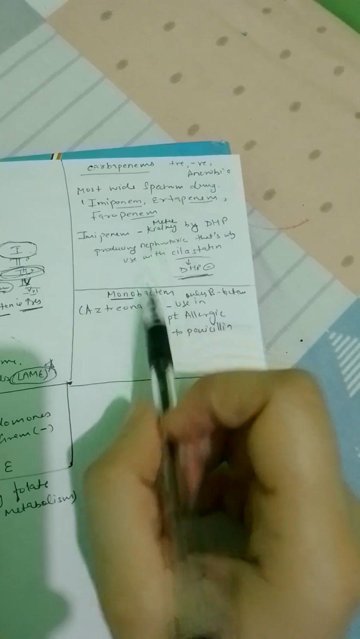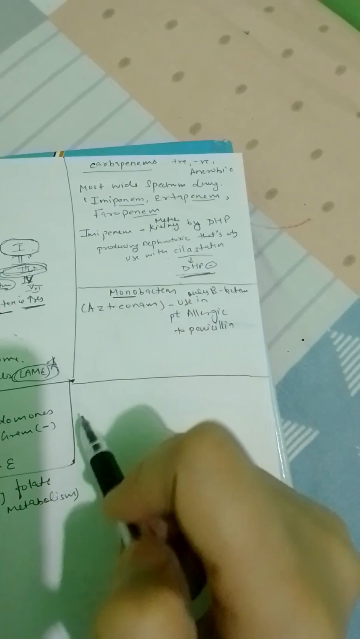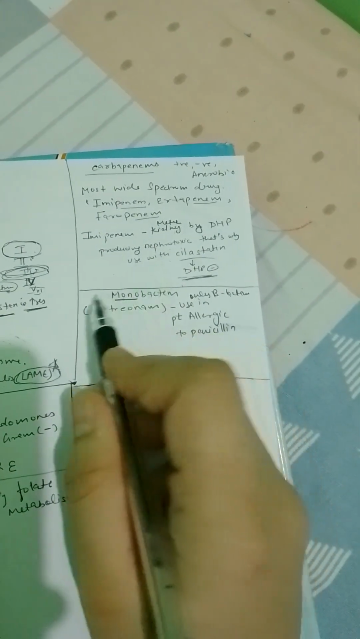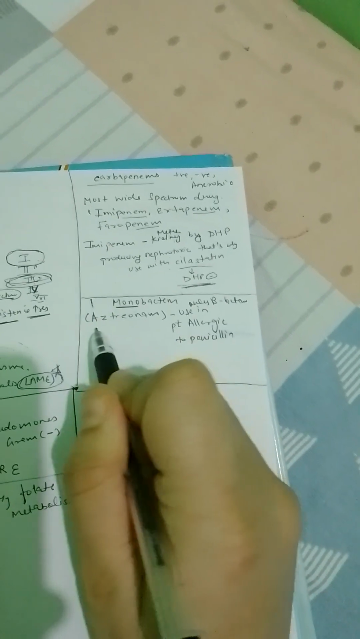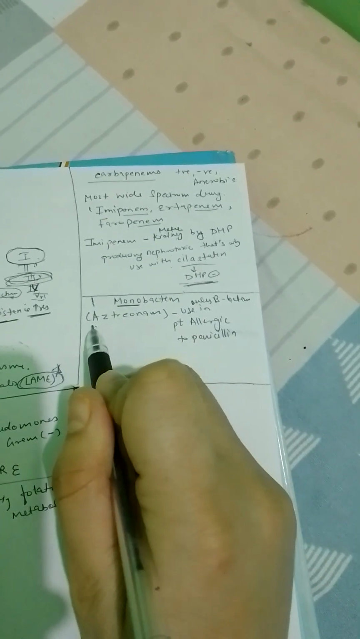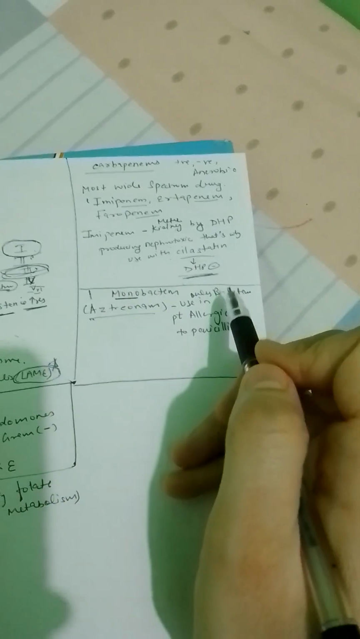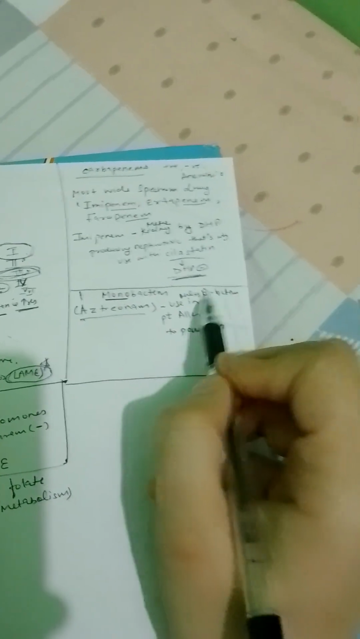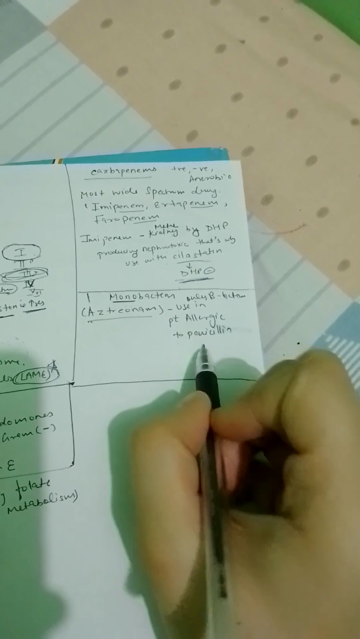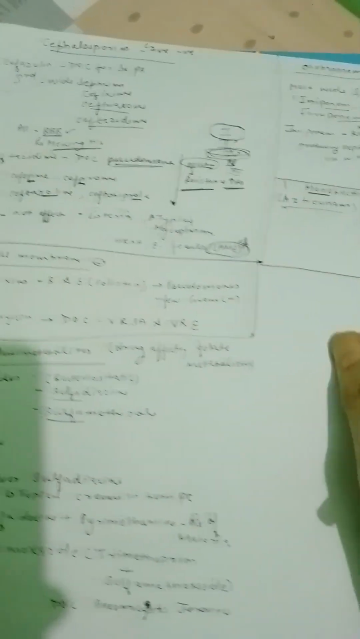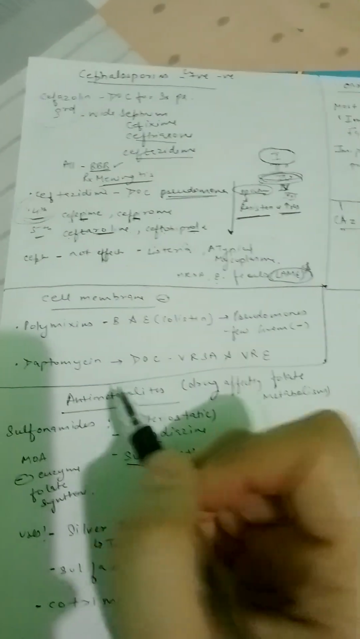Okay, then another one is the monobactam. In monobactams we know that there is a single ring, and it comes under the name of aztreonam. One important thing is that it is the only beta lactam which can be used in patients who are allergic to penicillin.